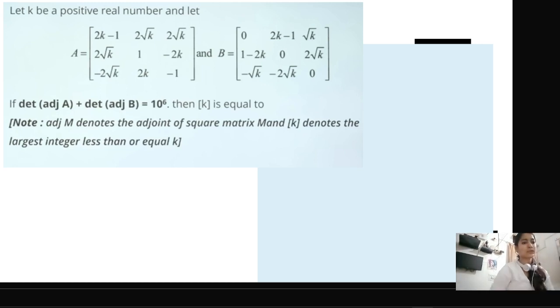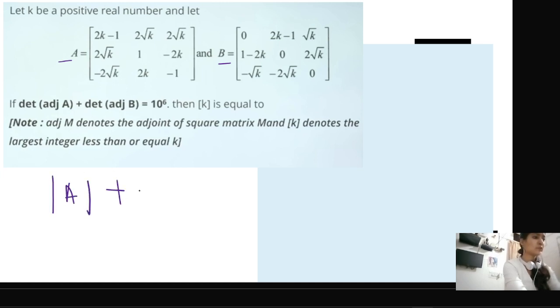This one is a good question. It will take a bit of time to solve it. So let k be a positive real number, and matrix A is given, matrix B is given, and determinant of A plus determinant of B is equal to 10 raised to power 6. Okay, this is given to us. Determinant of adjoint of A here.